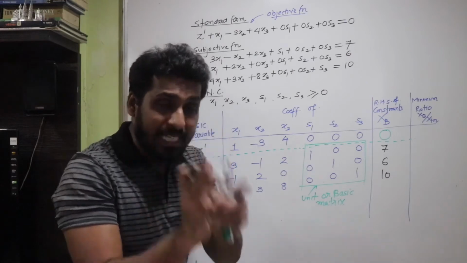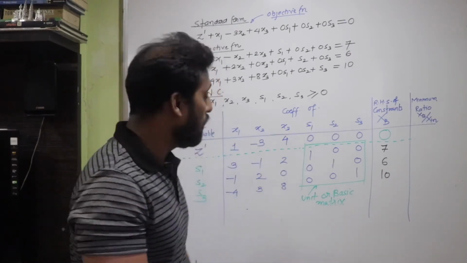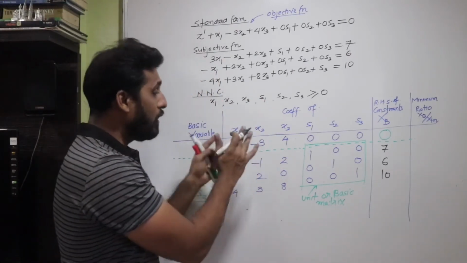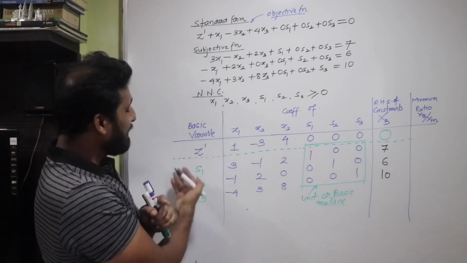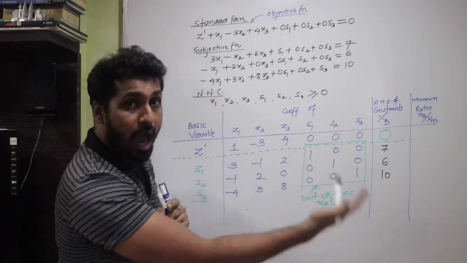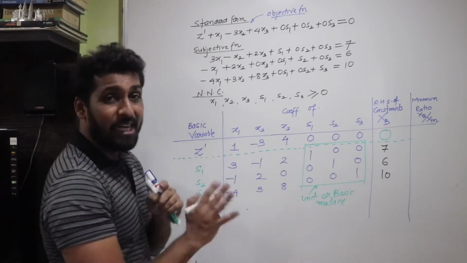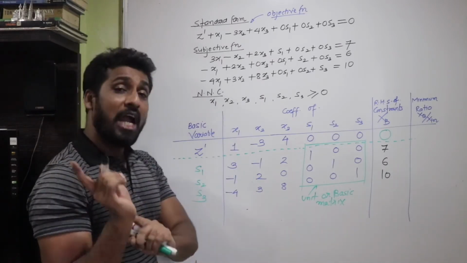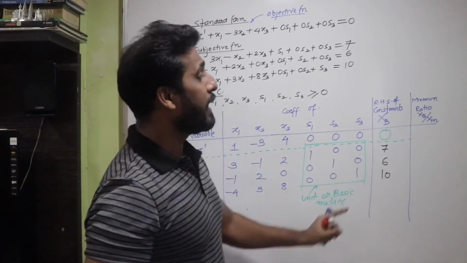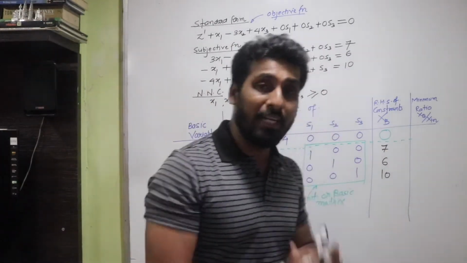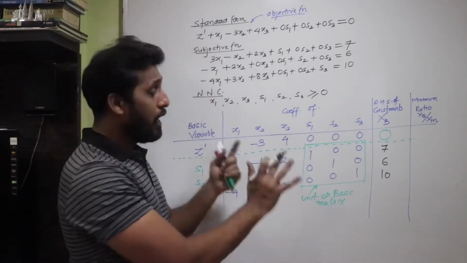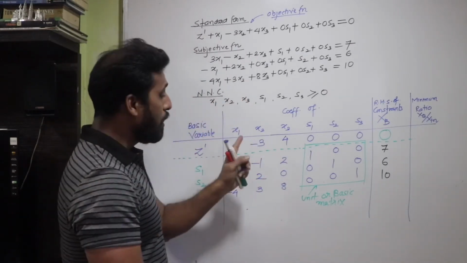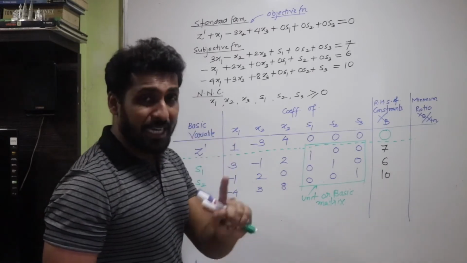That means your x3 variable will now become the incoming vector, and if someone is going to come in, someone has to go out. So one of these three variables will go out, isn't it? S1, S2, S3, someone will leave from here, and who will leave will be decided by the minimum ratio. So at this moment, in the given situation, -3 is the most negative value.